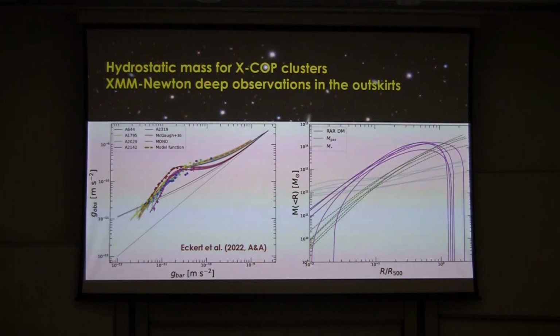So we need additional mass to fix this problem, to move the points to this line. But once we move them there, then this point will go to this side as well. Then the problem is more serious. And also, they plot the cumulative mass profiles. So they all go to negative at larger radii. They tend to start decreasing at small radii, and that's the problem.